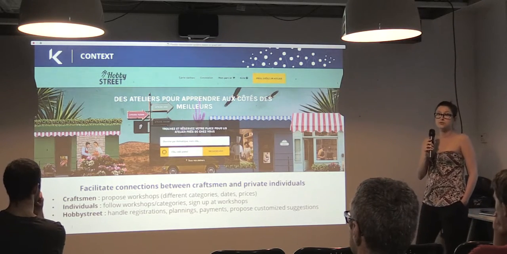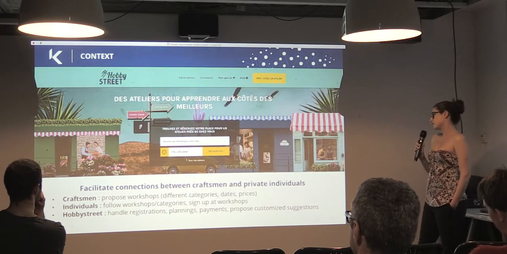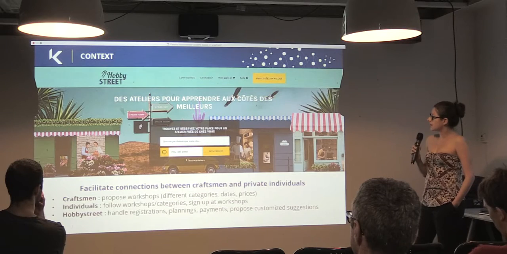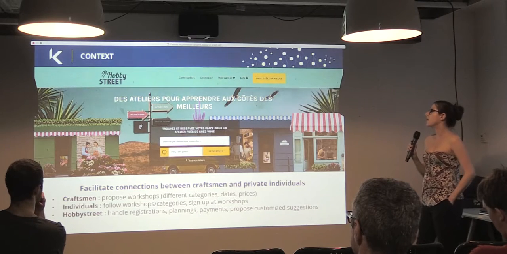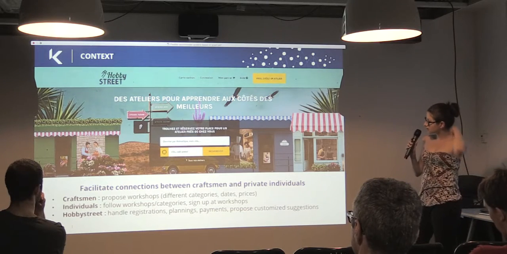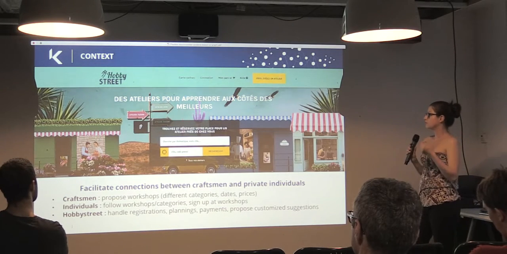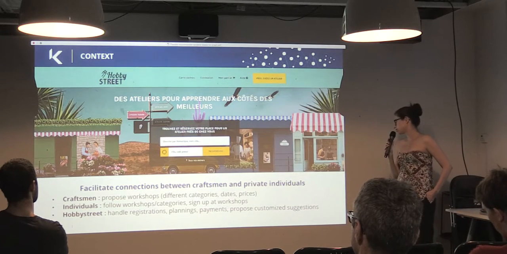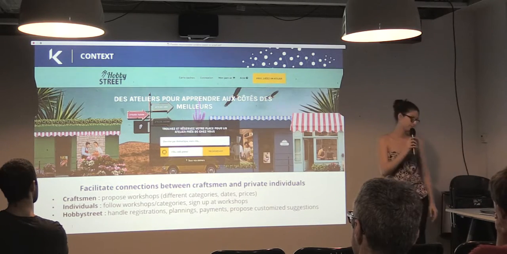So for example, do-it-yourself, cooking, art, etc. They can also fix the dates and prices of the workshops. On the other hand, there are the individuals who can sign up at those workshops, but also follow workshops or categories that they are interested in. Among the specifications that we had from our client, the website had to handle registrations, plannings, payments, and also propose customized suggestions to the private individuals. So this was the part of the job that we did at the data lab.